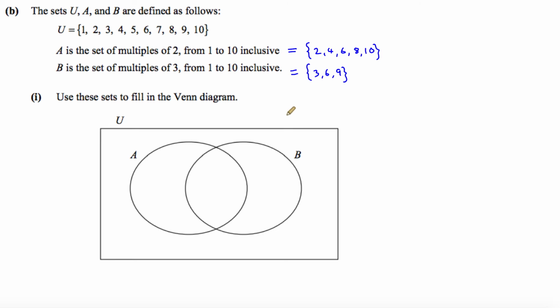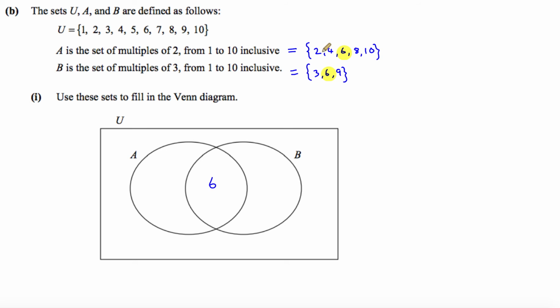Now remember, when we're filling a diagram in, we should always start with the intersection. We should start filling the diagram from the middle and work outwards. So we have to ask ourselves what number is in set A and in set B. So we can see here that the number 6 is in both set A and B. So we're going to put 6 right here in the middle. And that's the only number that's in both sets.